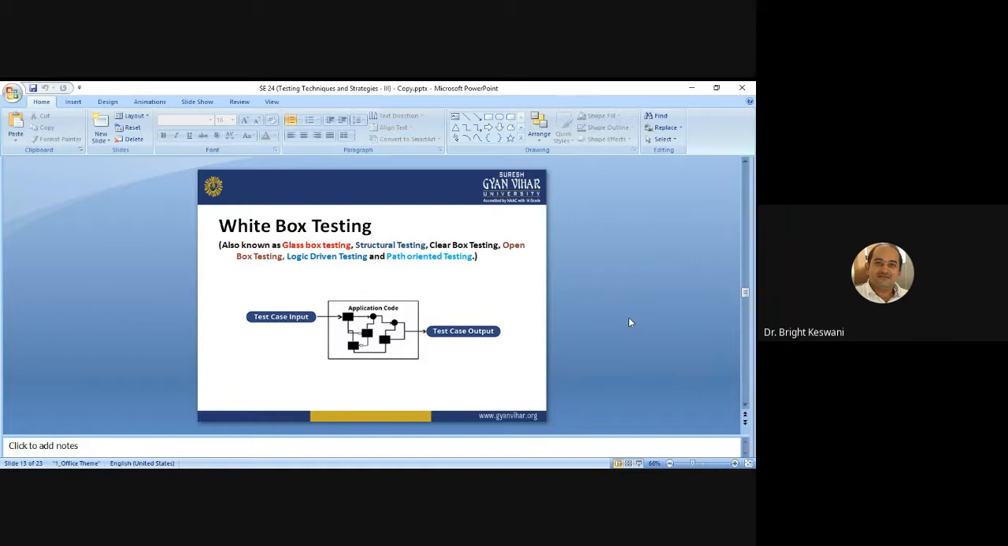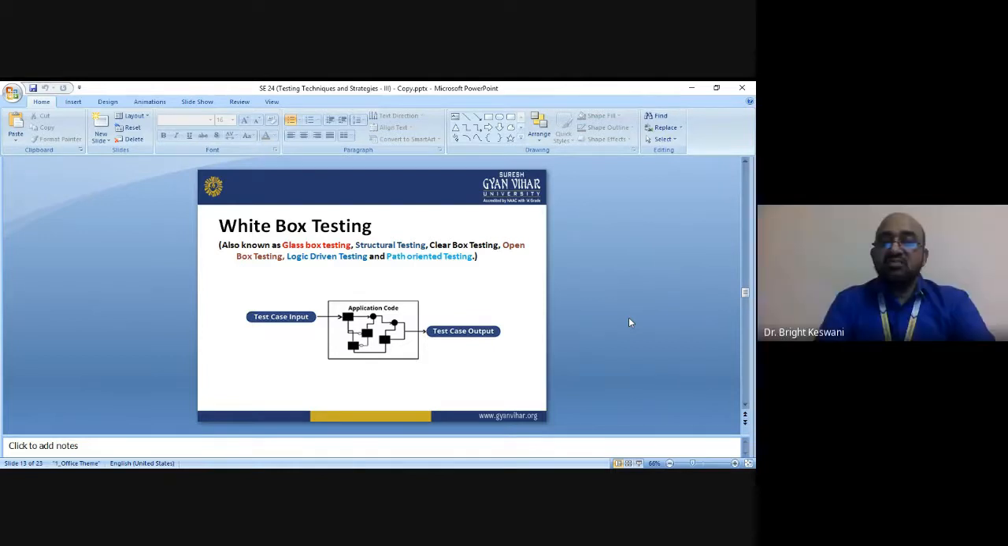Okay, in white box testing, test cases are selected on the basis of examination of the code rather than the specification. And in black box testing, we are concentrating on the specifications, whether the specification is given by the user or by the designer. But in white box testing, test cases are selected on the basis of examination of the code. So inspection of code is important in the case of white box testing.